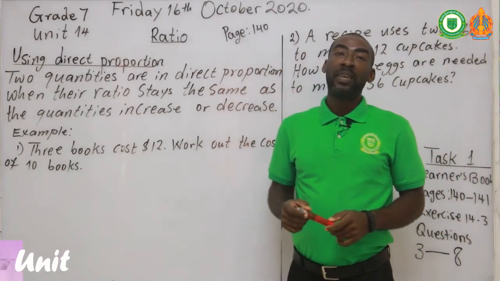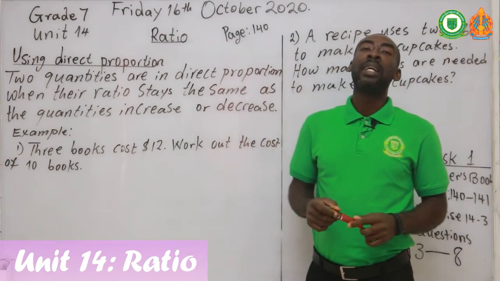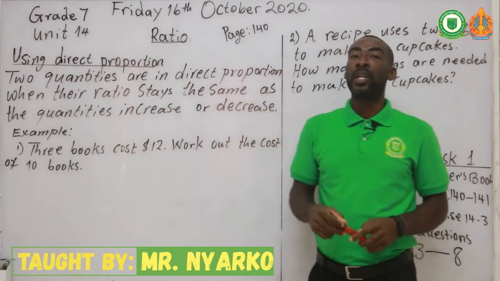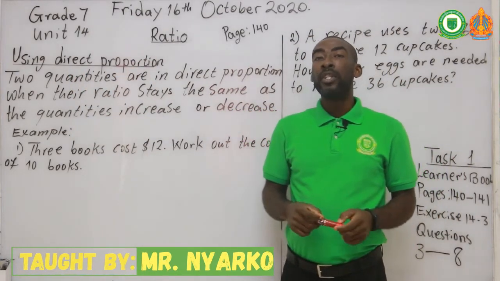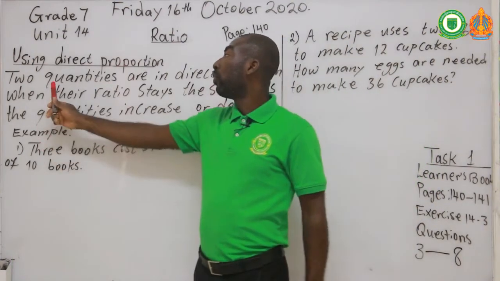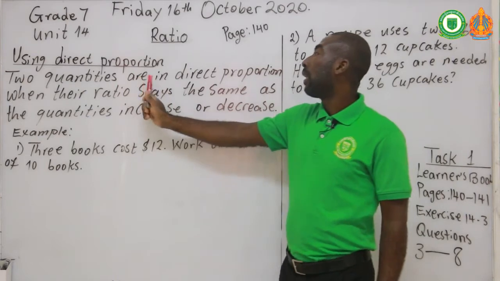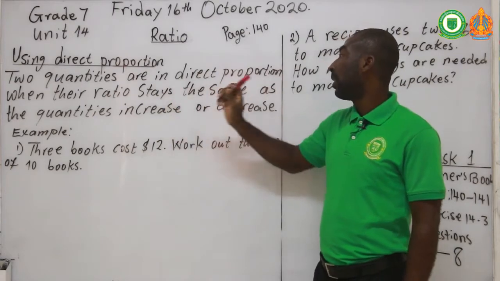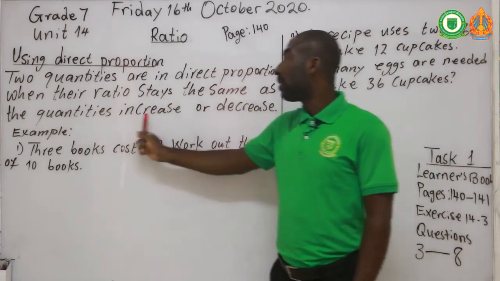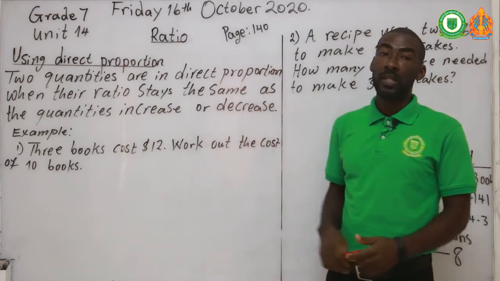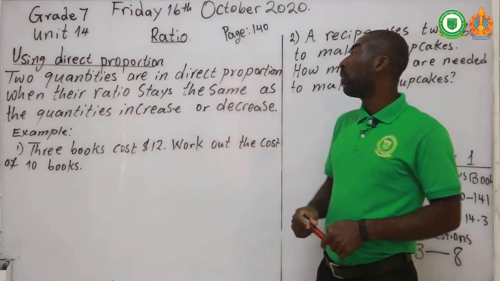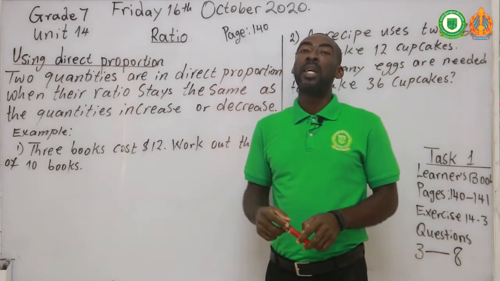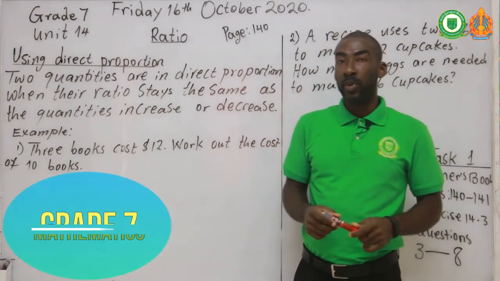Today we are continuing our lesson on ratio. We are looking at the final aspect of ratio, that is using direct proportion, okay? Using direct proportion of ratio means that you have two quantities that are in direct proportion when their ratio stays the same as the quantities increase or decrease. So when you have a ratio that stays the same but the quantities increase or decrease, it means that you are using a direct proportion.